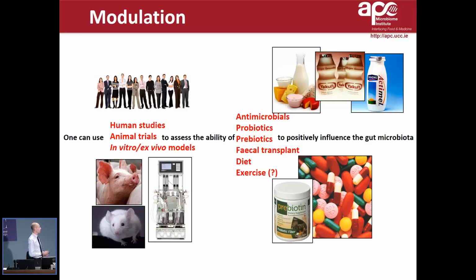An interesting type of model that people use frequently when studying the microbiota is to look at germ-free animals, so animals that have no microbiome at all, and you can add in individual microbes or clusters of microbes to determine their impact.